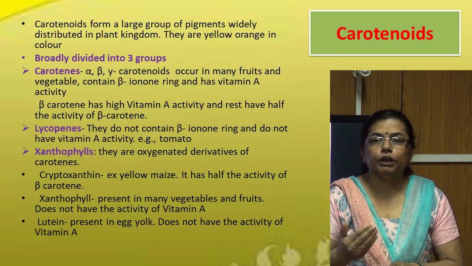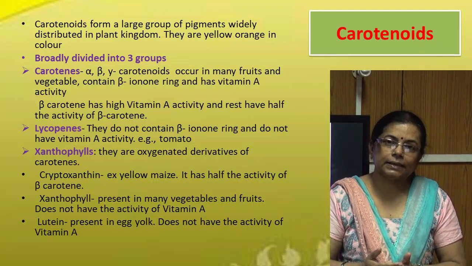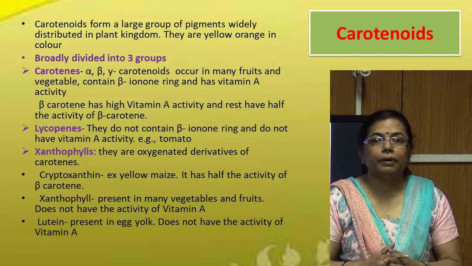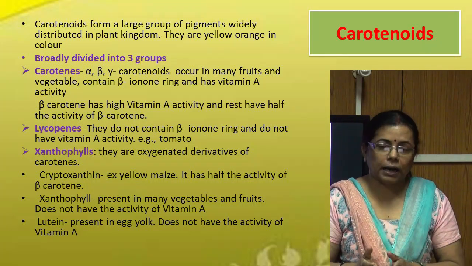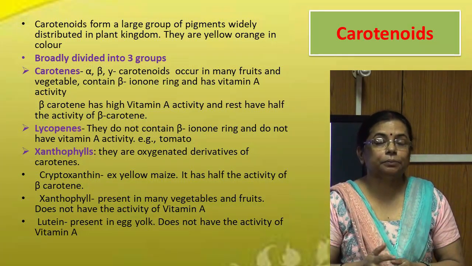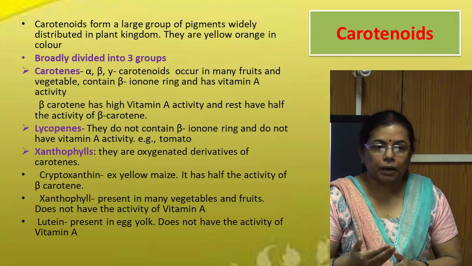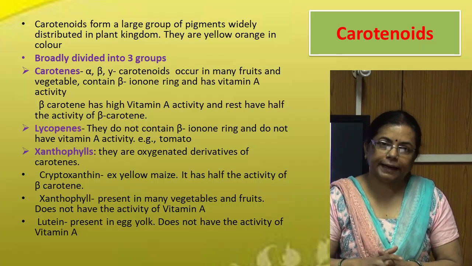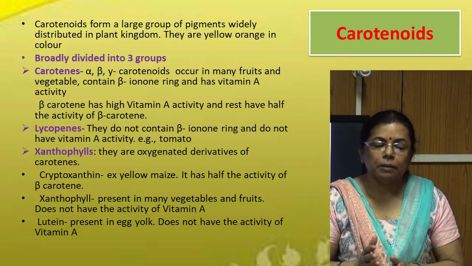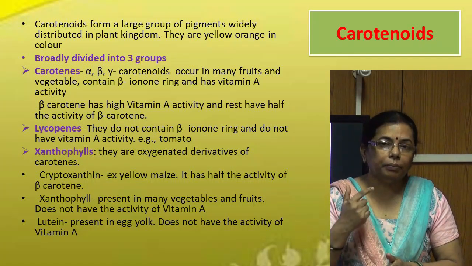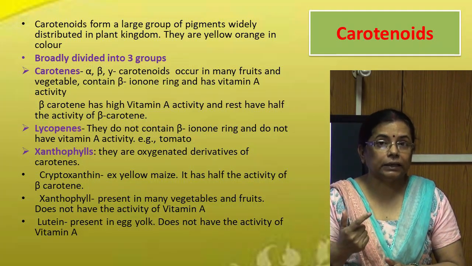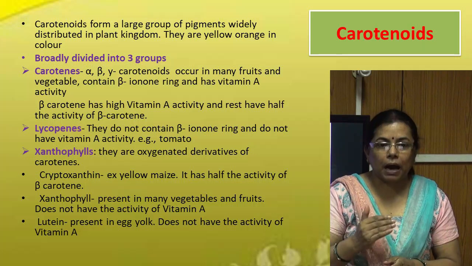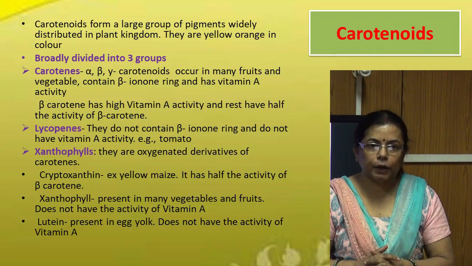Carotenoids are classified into 3 groups: carotenes, lycopene and xanthophylls. There are different types of carotenes found in food. I have already discussed when I was discussing vitamin A. They are alpha, beta, gamma carotenes. They occur in many fruits and vegetables. They contain beta ionone ring. But among these alpha, beta, gamma, beta is the most biologically active in terms of conversion into vitamin A activity, and the rest have half the activity of beta carotene.